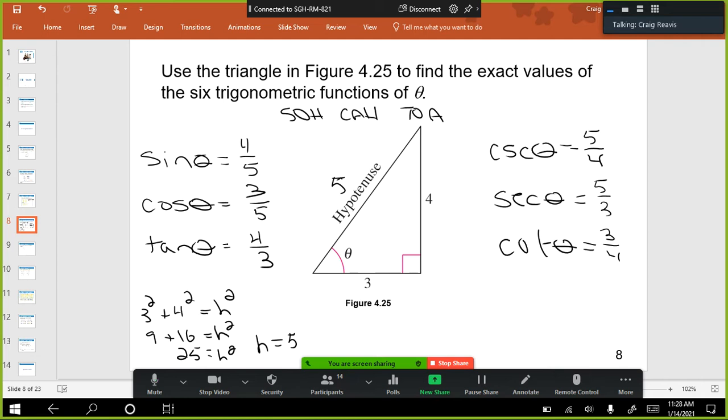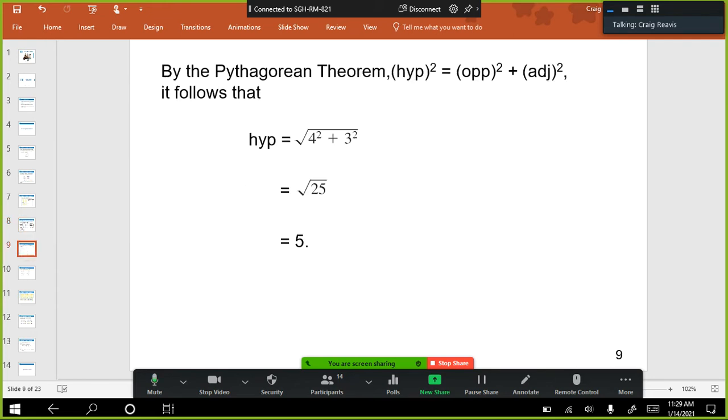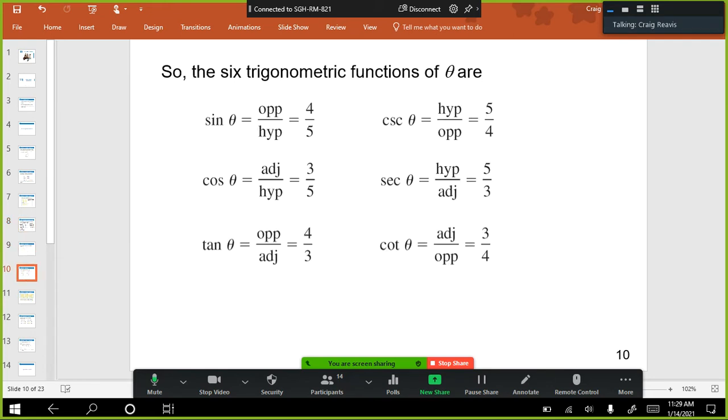All right. Anyone with a problem there? I think we're all fairly good with that. That's why I wanted to go into this section first. All right, now they're just stepping through the Pythagorean theorem, and there are the 6 trig functions.